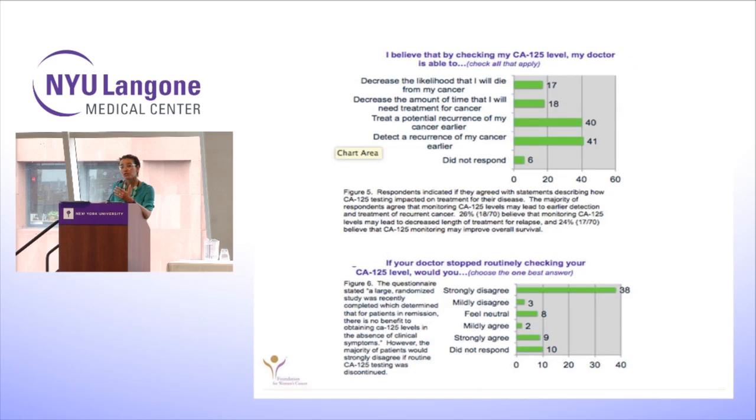But then the understanding about what the CA125 can do, there were some limitations. I think appropriately people understood that it could detect a recurrence of cancer early and that potentially direct treatment early. But some patients also thought that it would decrease the likelihood that they would die from their cancer and decrease the amount of time that they would need treatment for their cancer. So that indicated to us that we needed to do a lot more in terms of education. And also, we asked, well, if we said we want to stop routinely checking your CA125, how would you feel about that? And most strongly disagreed with that route.